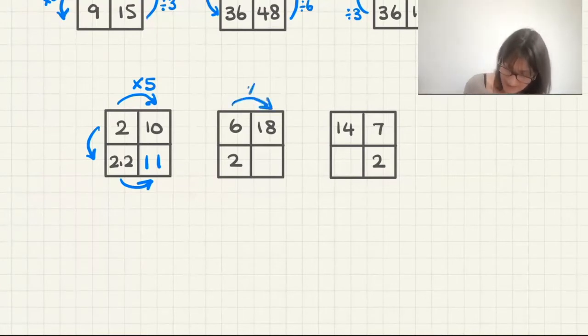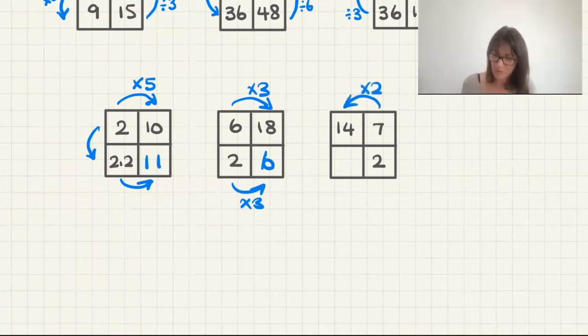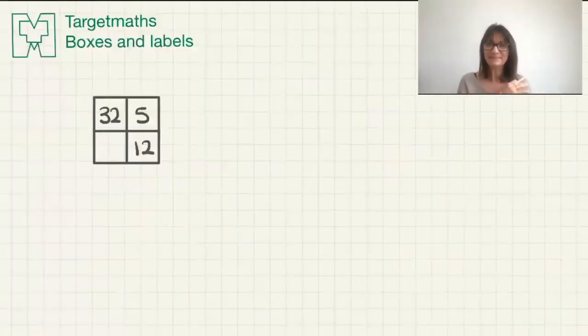Okay, so 6 times 3, so 2 times 3 is 6. I need to do 7 times 2 to get to that 14. Doesn't matter that I'm kind of going in the opposite way, it's still multiplying by 2. So do the same here, 2 times 2, and you've got 4 as your final answer. So if the numbers are nice and they're in our times tables, then we can just use those to fill in any missing numbers in the box. But some questions are not nice.